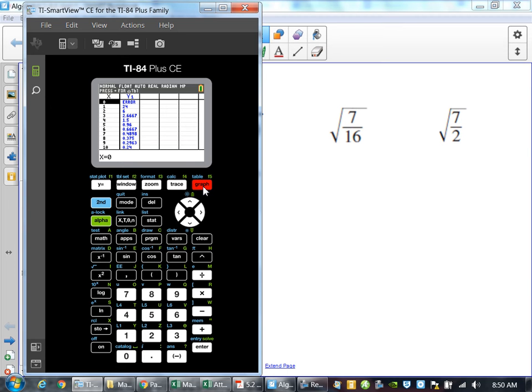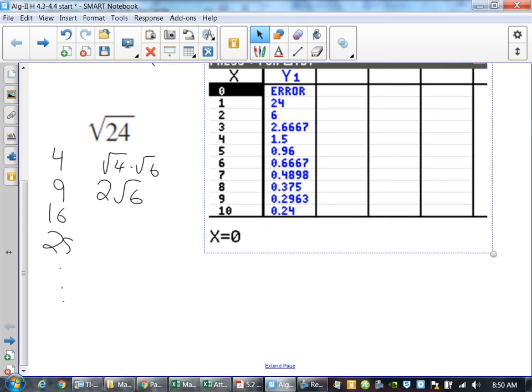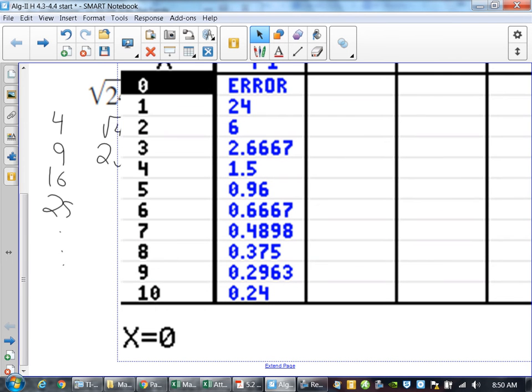What you're looking for here is there's a nice shortcut that occurs. As you're going through your x and your y columns, you're looking for the last integer value in the y column before everything after it is all decimals. And in this case, it's a 6. 2 root 6.